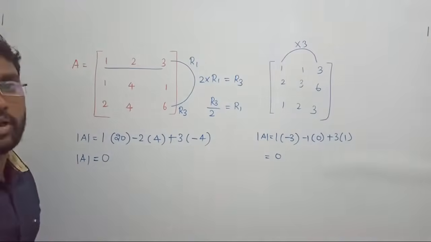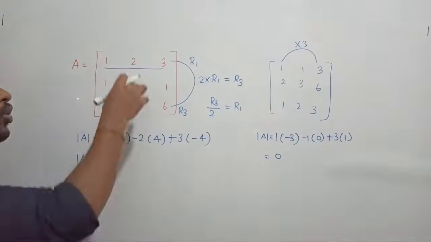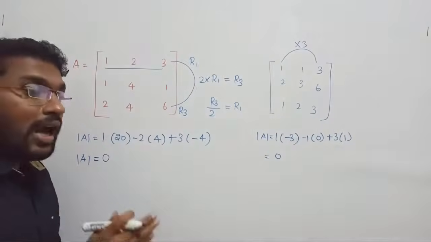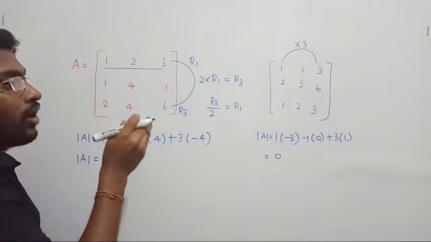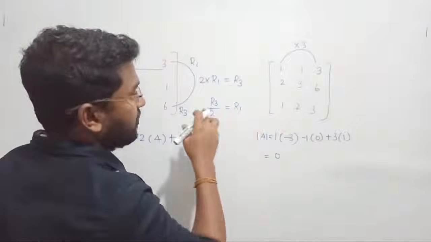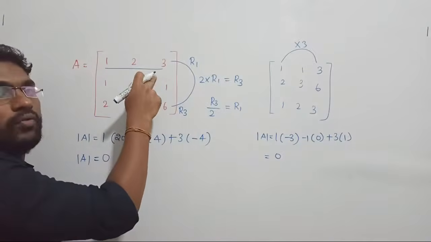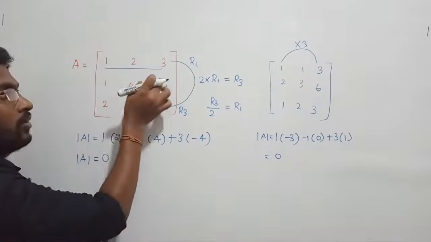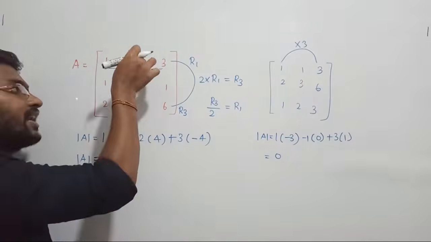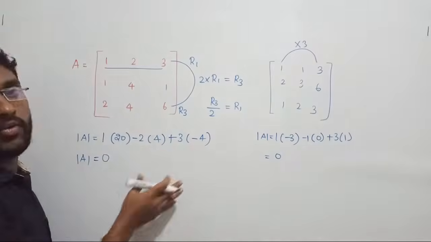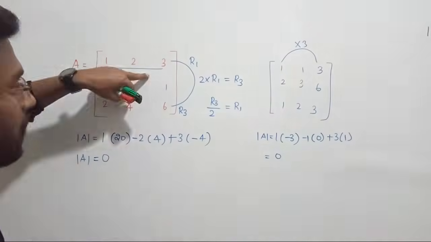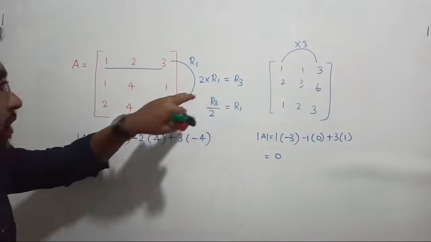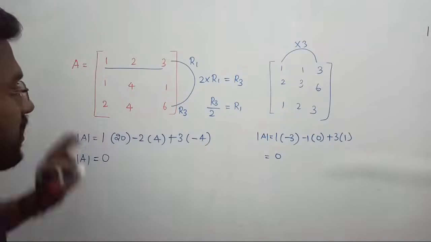While finding the determinant, the next property is: if two rows or two columns are identical to each other, or if one row is a scaling factor of another row, then also your determinant will become 0. If row number 1 is scaled by a factor of 2, then I will get row number 3. So what is the conclusion?